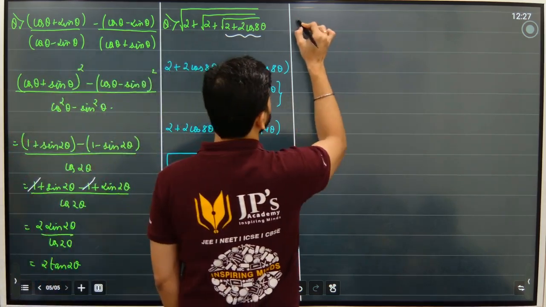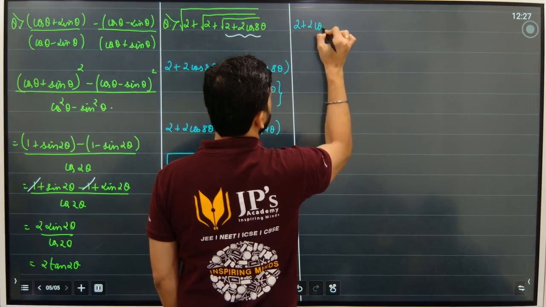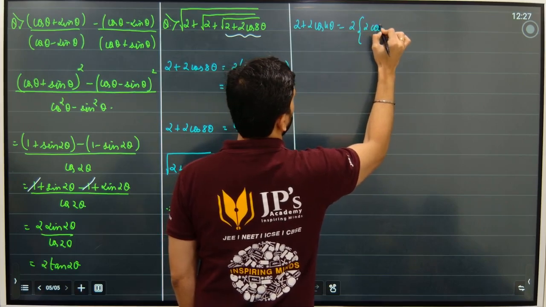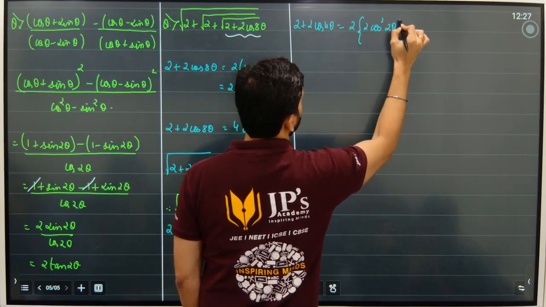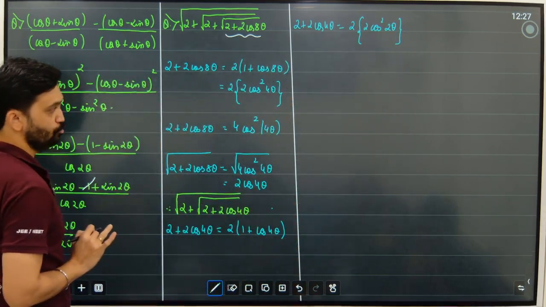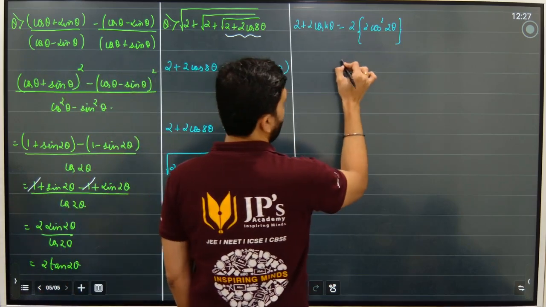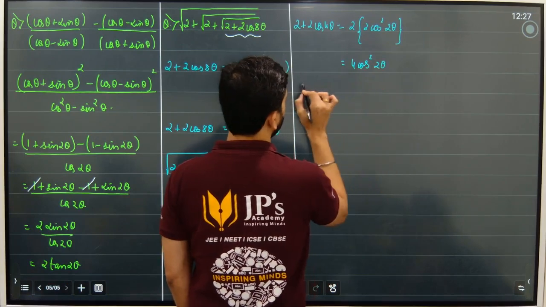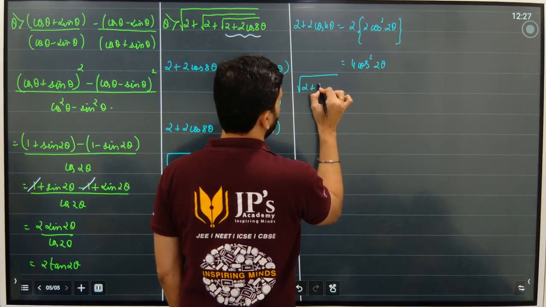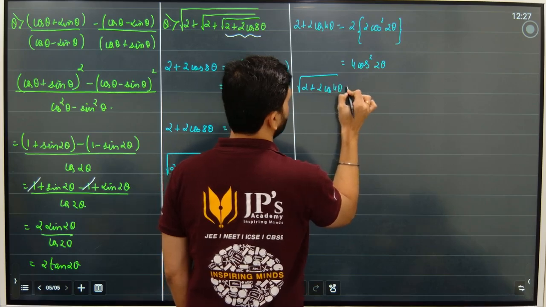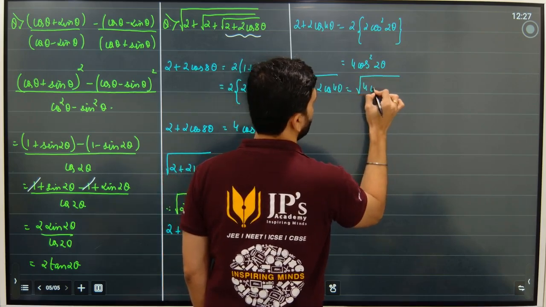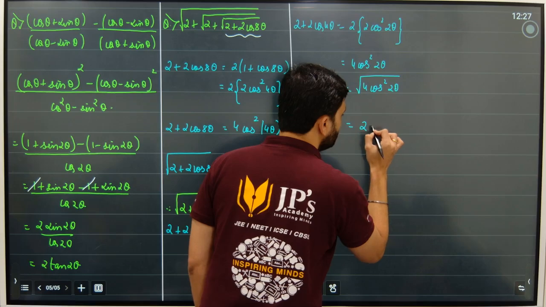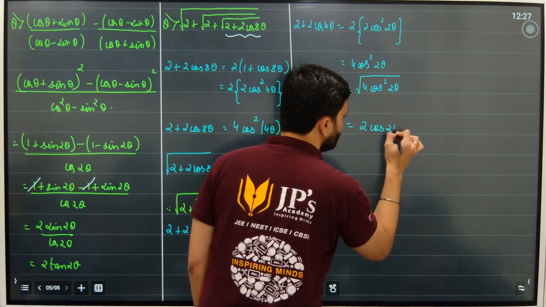So this will become 2 plus 2 cos 4 theta is equal to 2 into 2 cos square 2 theta. ठीक है, 2 cos square 2 theta हो जाएगा. इसके बाद this will become 4 cos square 2 theta. And if I take the root, 2 plus 2 cos 4 theta will become under root of 4 cos square 2 theta, which in other words is 2 cos 2 theta.